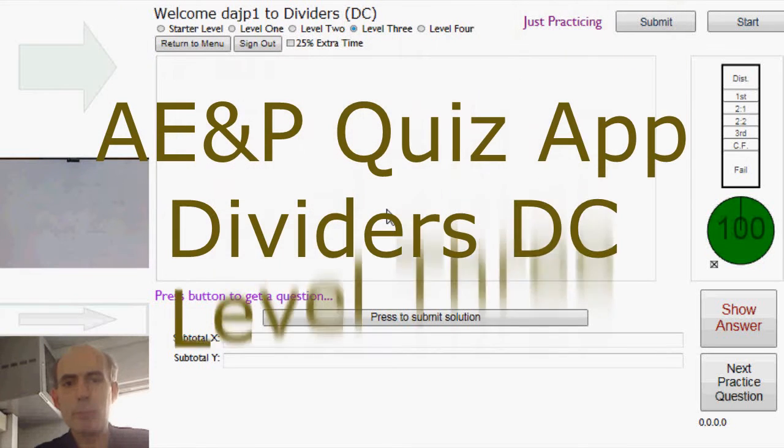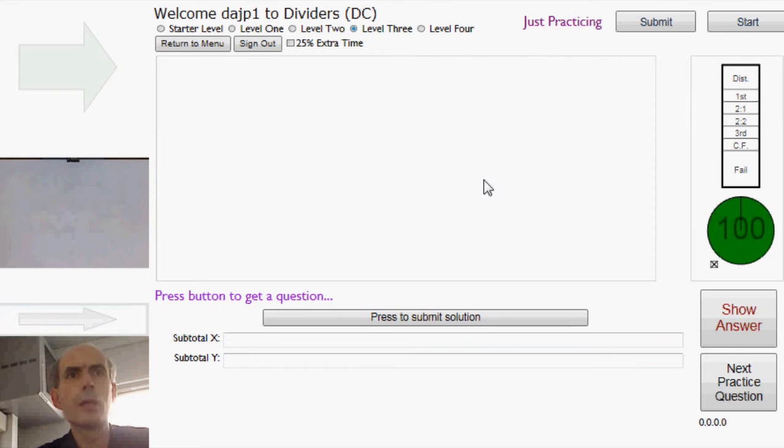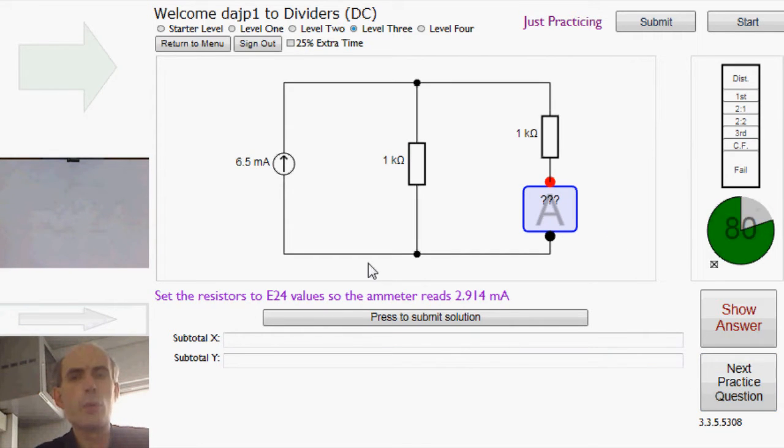Hello, this time having a look at some level 3 dividers questions. I'll get the first question up. Okay, right, this is one where it's helpful to have a list of the E24 values next to you when you try and solve problems like this.